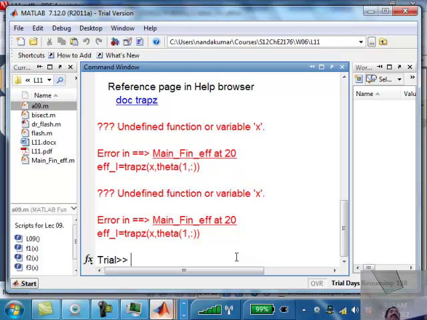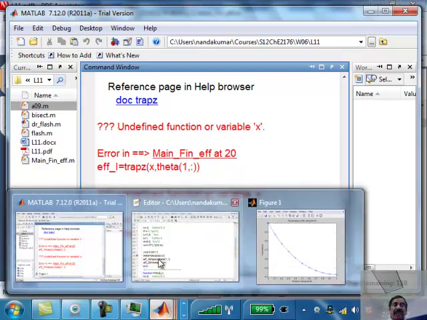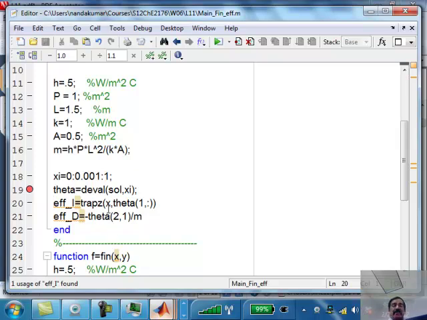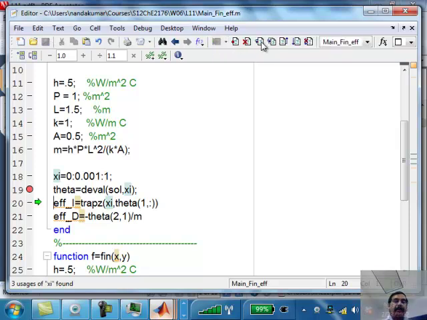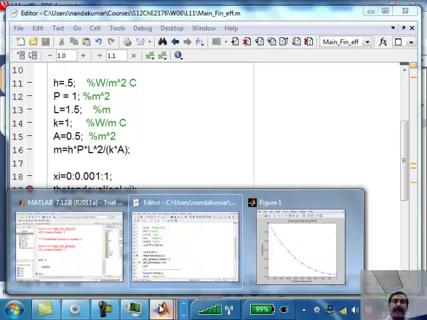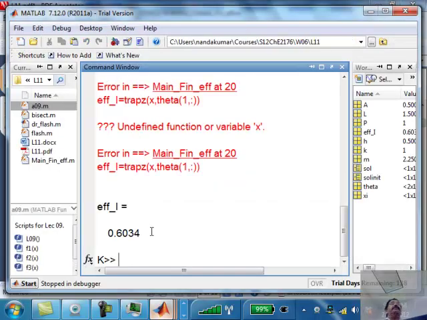Okay. This is part of the things that I would expect of you in a quiz or an exam. I put deliberately some bugs and ask you to find out where those bugs are. So I changed spontaneously here xi, but originally I had x here, so I should change that to xi. Now if I go to MATLAB, I have the efficiency as 0.6034.